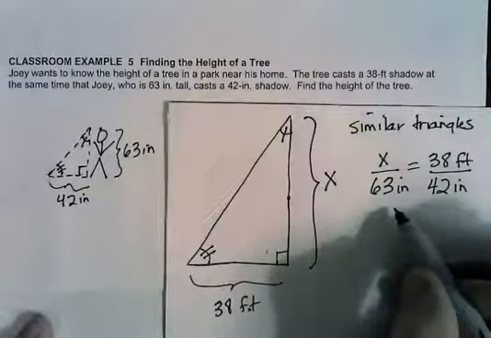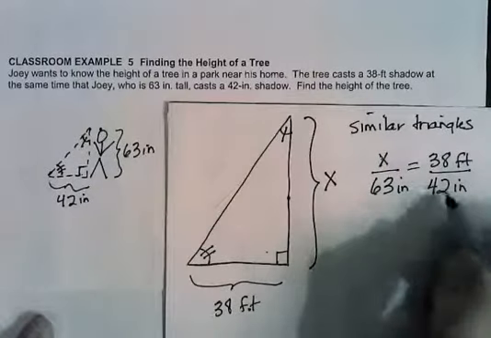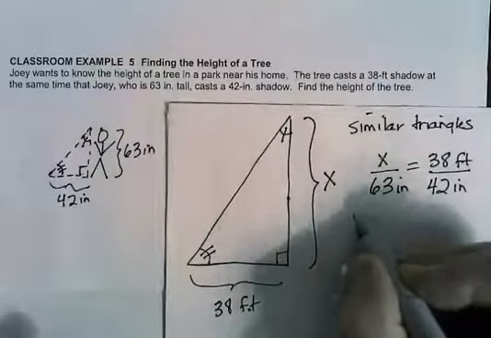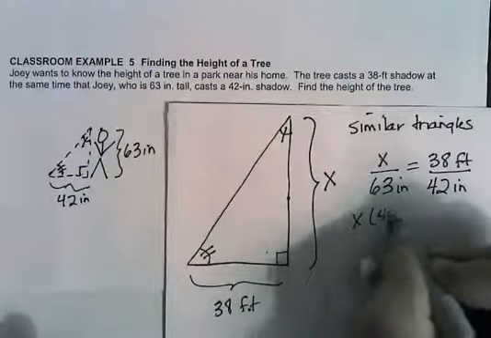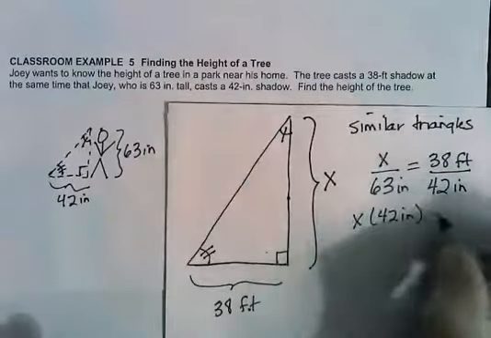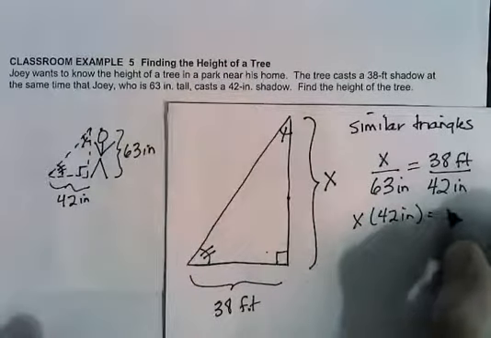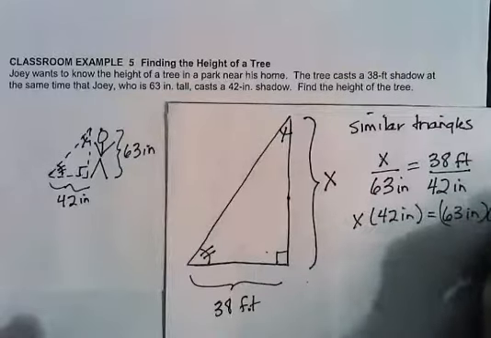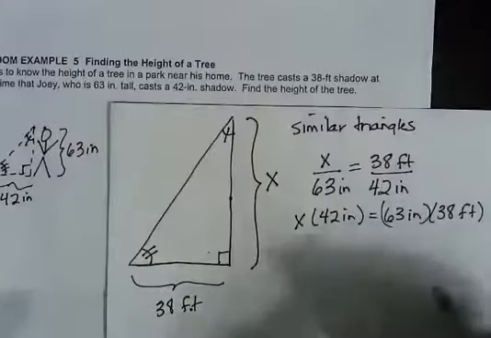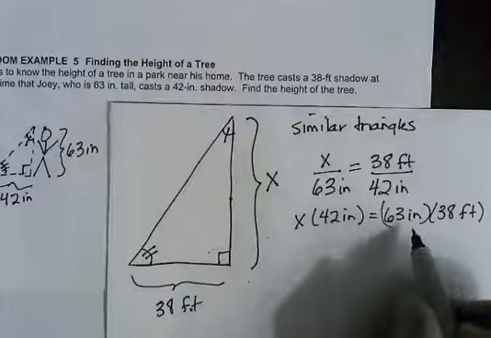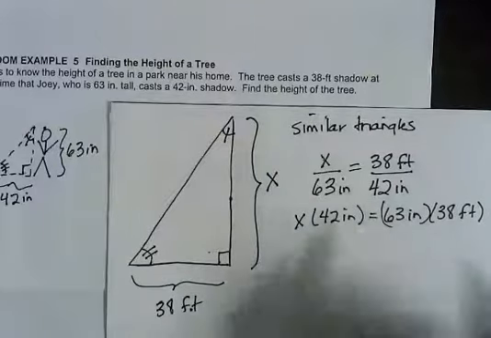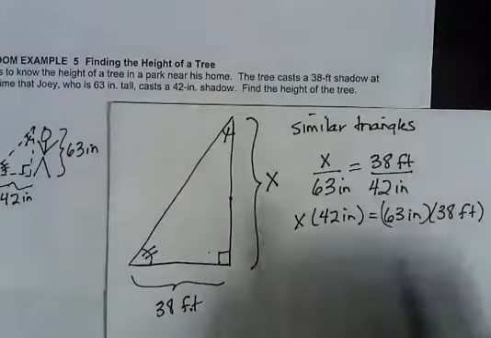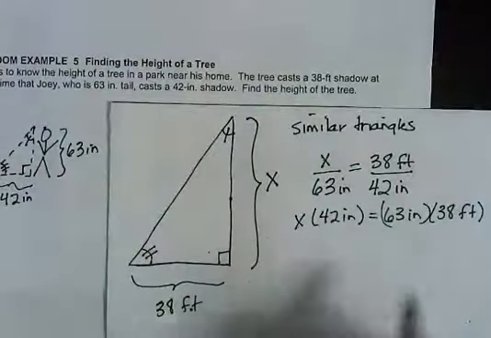So now we're just going to take this equation and solve it for x. This time I am going to cross multiply. So we would have x times 42 inches equals 63 inches times 38 feet. I'm leaving the units in there because I want to make sure that the units work out. If they don't work out, then I've probably done one of my ratios upside down.